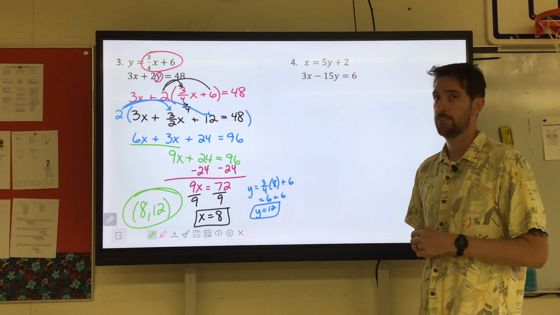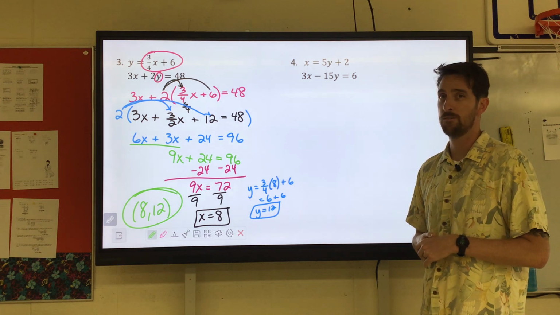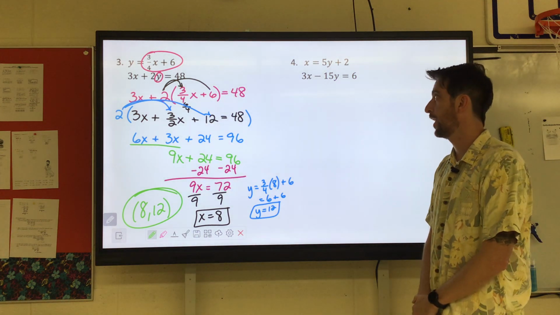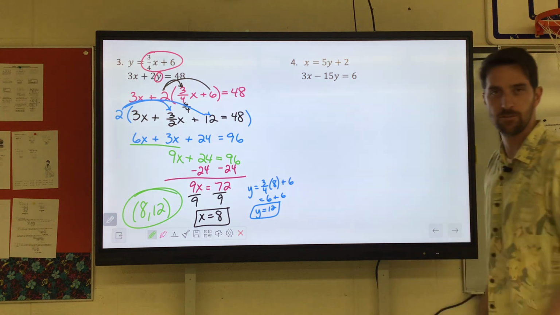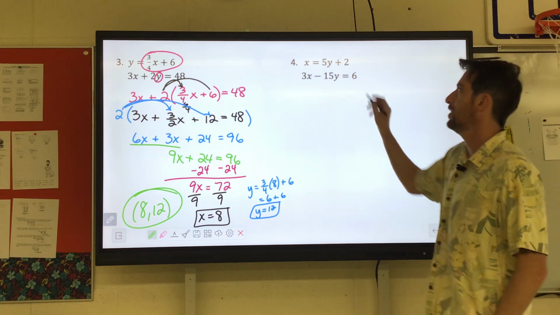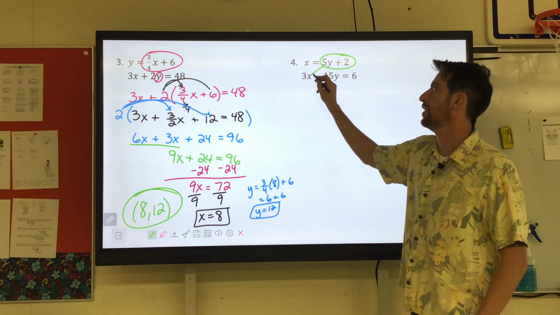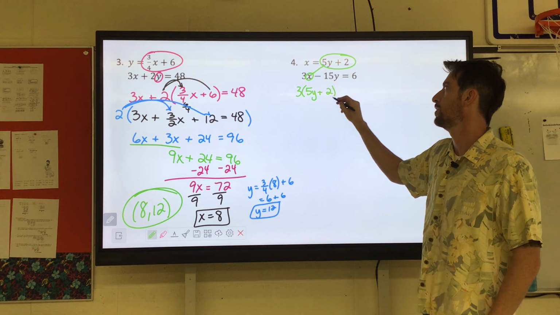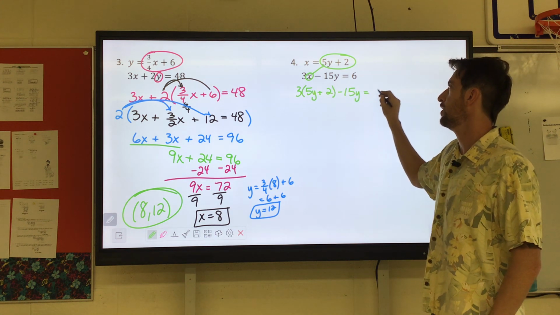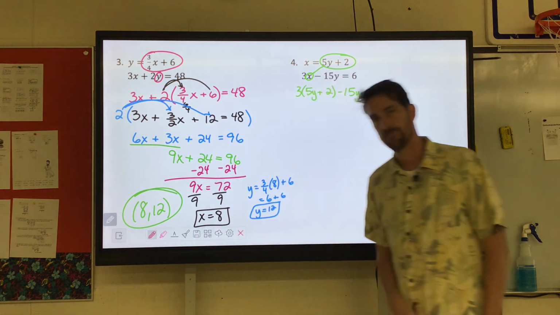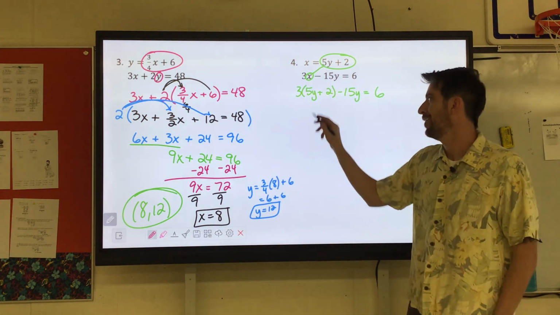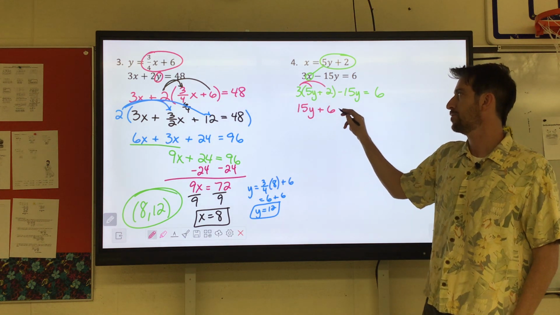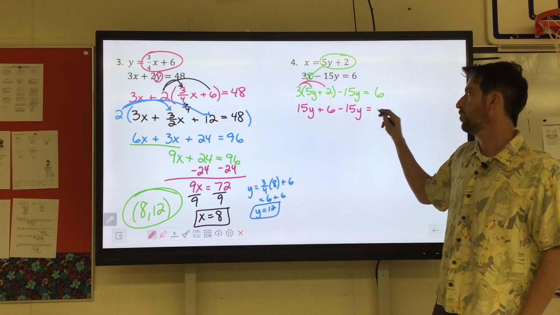All right. Don't get too sad, but there's just one more. Here we go. X equals. We didn't even have to do any work to get x by itself. This is going to go in place of x. 3 of those. 5y plus 2 minus 15y equals 6. We distribute. No big deal. 15y plus 6 minus 15y equals 6.